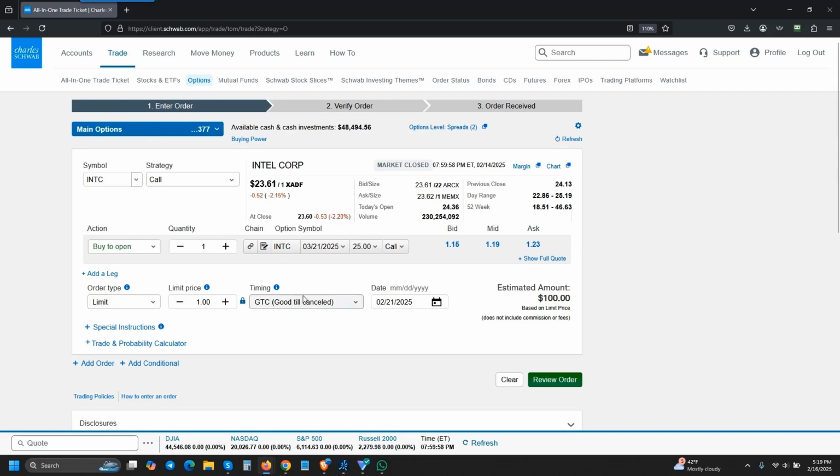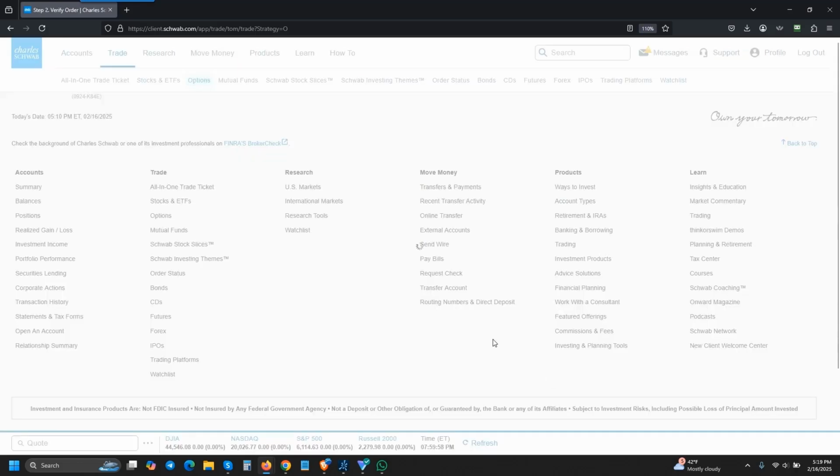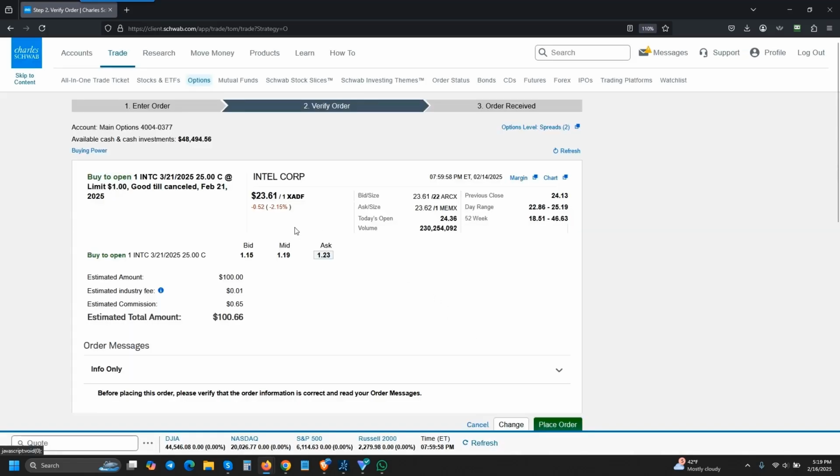Once I have all this done and entered the way I think that I want, I click on review order and the screen will come up. It will review the order. It'll say that you're buying to open one Intel option. One contract controls 100 shares, remember. Expires March 21st, 2025. It's a $25 strike price, so higher than the current price of the stock, but I get it for a lower price. Maybe that's a good idea in this case.